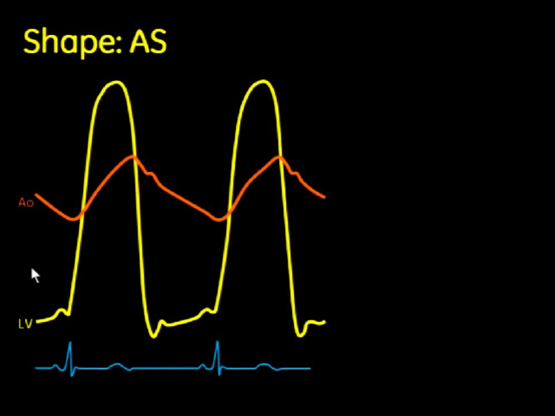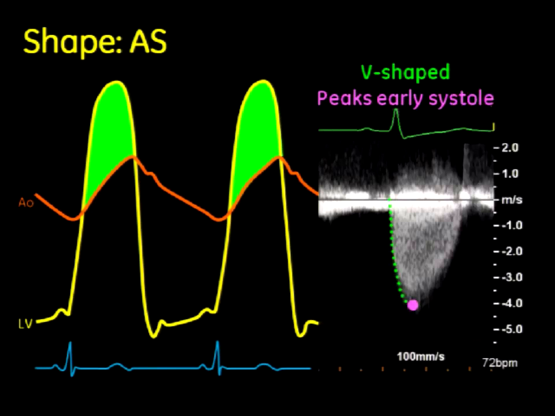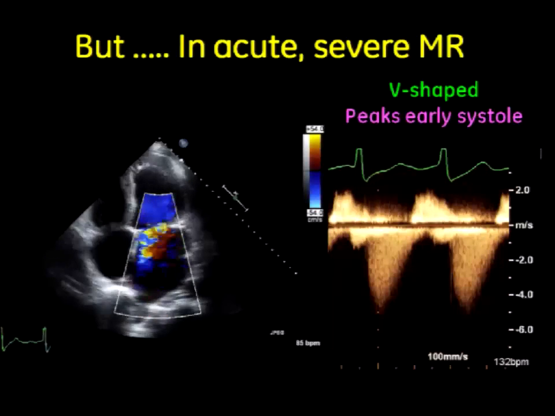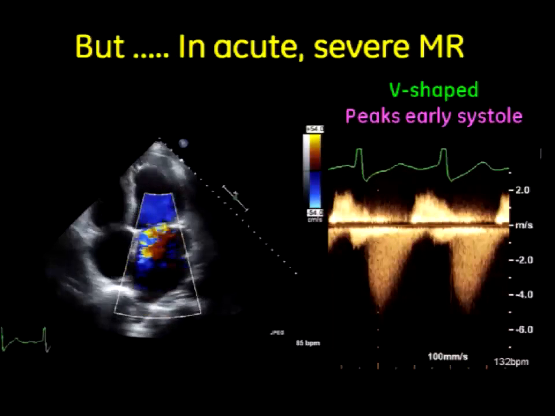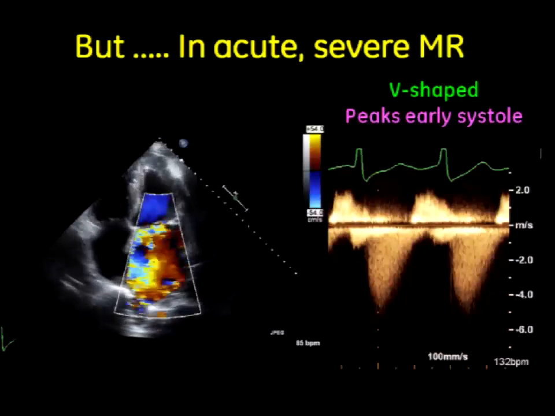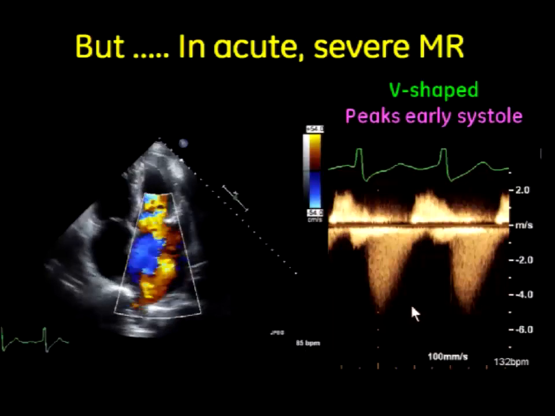And if we look at our pressure curves here, we can see that the gradient will be highest usually around early systole. And this is reflected on our Doppler trace. So what we can see is that we have an early peaking signal. So the signal shape is more of a V-shaped signal. A couple of things to remember, however, is if you have a patient who has got acute severe mitral regurgitation, instead of having a parabolic late peaking MR signal, what we can have in fact is a V-shaped signal which peaks in early systole, and this would look similar to what we see with the aortic stenosis signal.